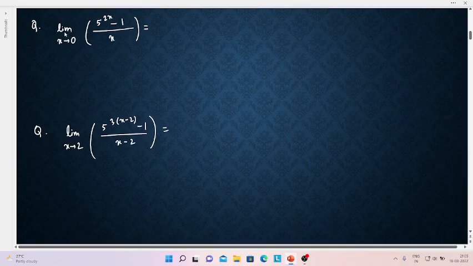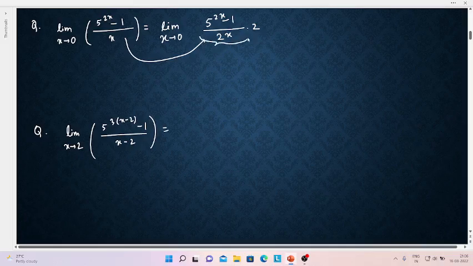Here you can see that the first question is limit x tending to 0, 5 to the power 2x minus 1 upon x, right? So let me solve this particular question. Basically, we can write this function as 5 to the power 2x minus 1 upon x. Let me multiply this x by 2 and divide by 2, right? Then that particular function would form like that.